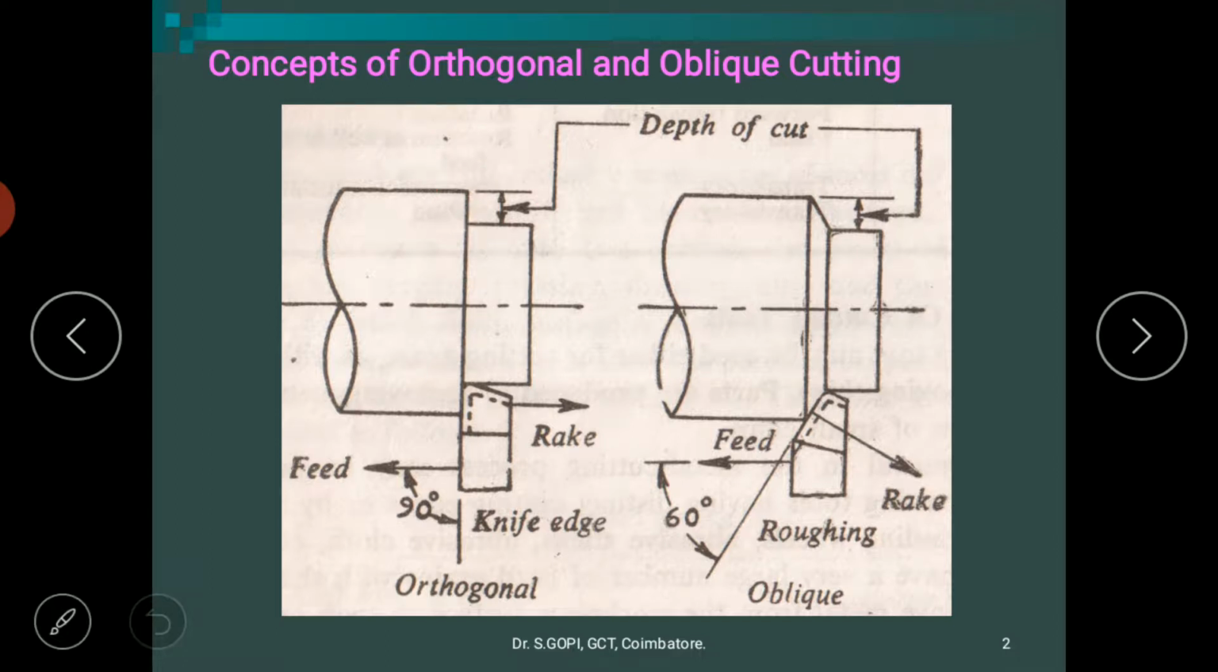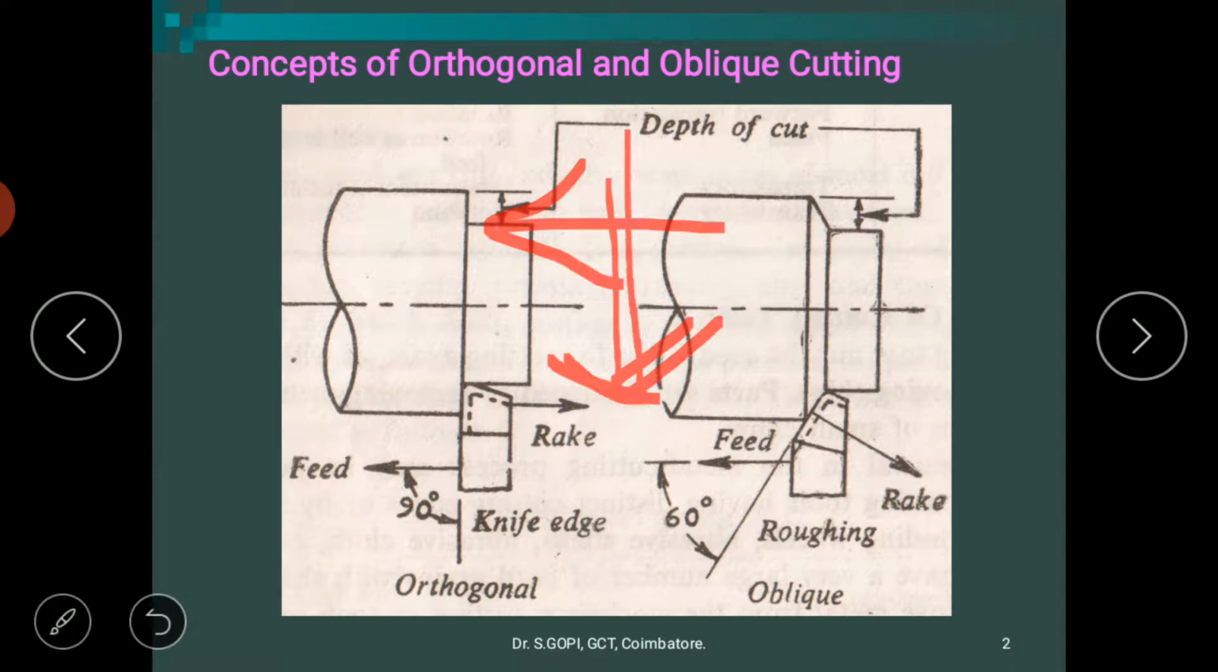The cutting forces are generated in the z direction. This is the cutting force, and there is one more force due to the feed. There are two forces in the case of orthogonal cutting. One is the cutting force, directed downwards in the z direction. The other is the thrust force or axial force. There are two forces generated in orthogonal cutting.